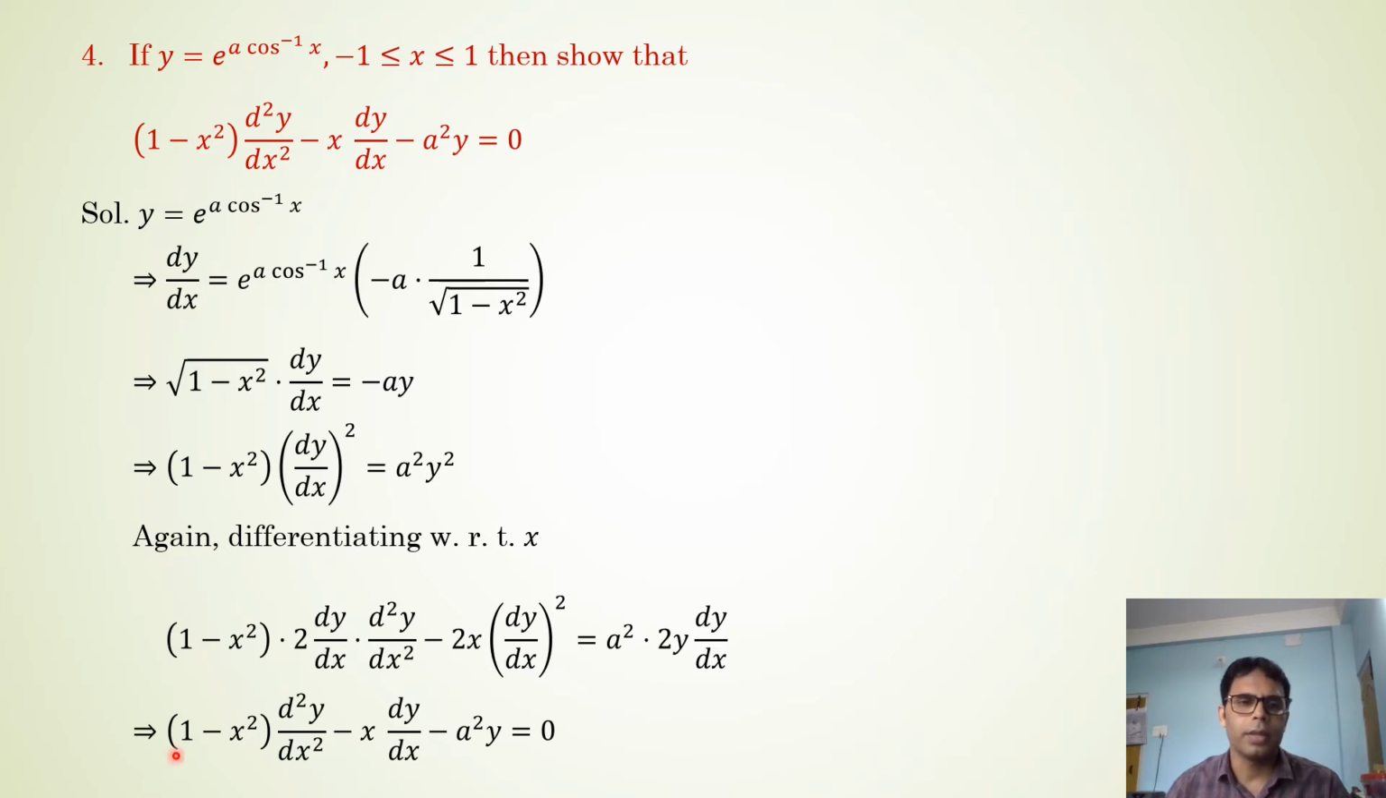So the first term remaining is this one, here x is there, dy/dx is here, and the term 2 dy/dx is already cancelled, so a square y is there, and that is shifted to the left hand side. This is the answer only. This is the solution. You see, this is the solution. Okay, so let me take another question.